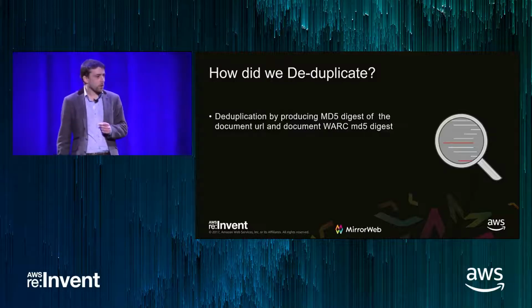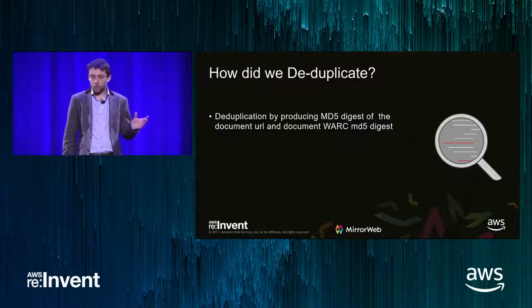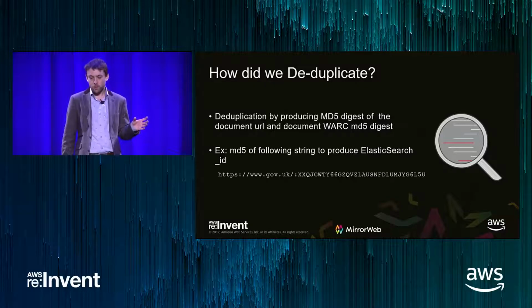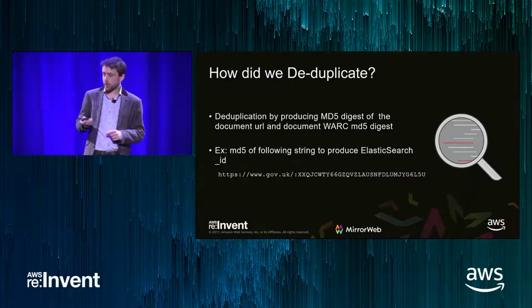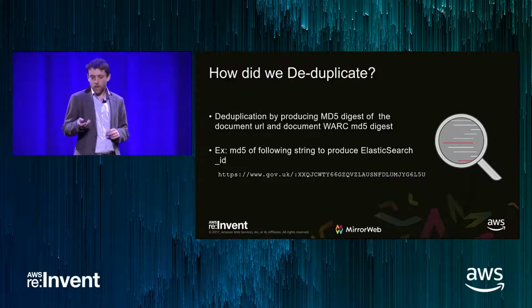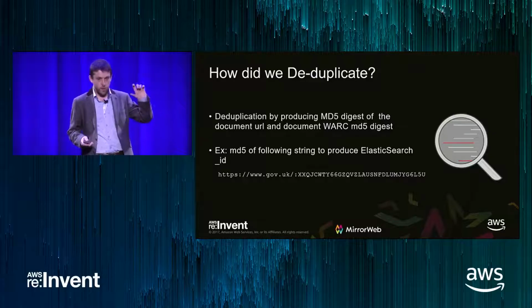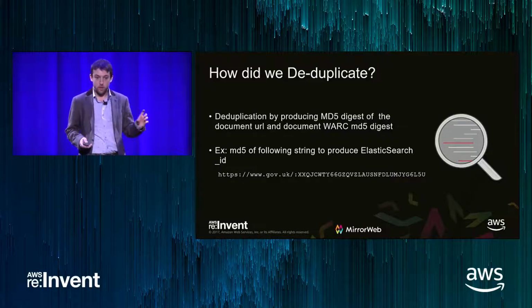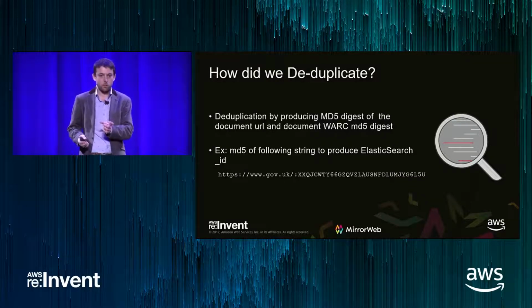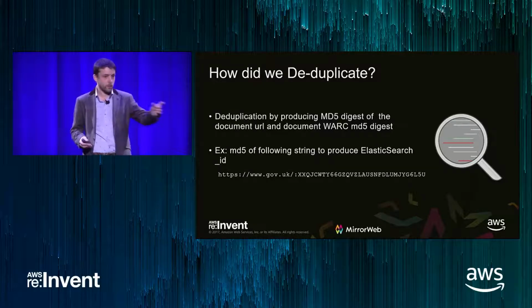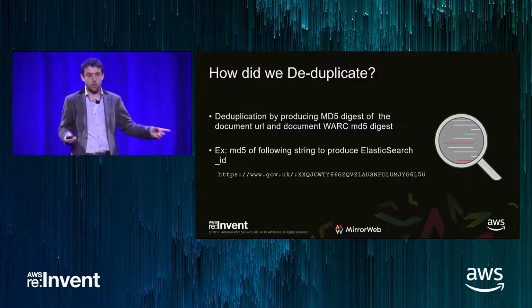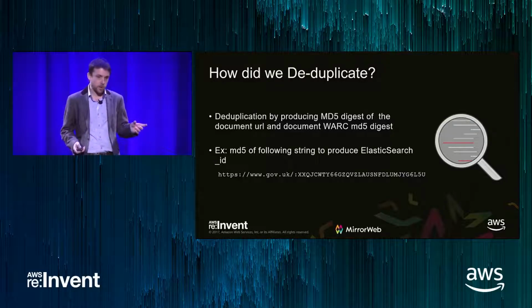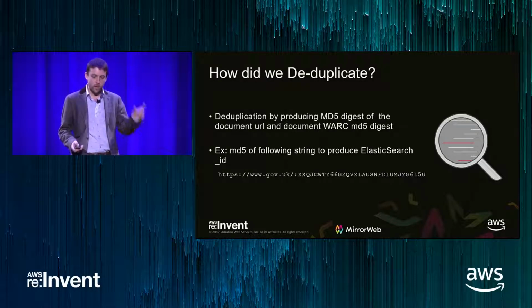We also had this requirement to deduplicate, and we achieved deduplication by creating the Elasticsearch ID as an MD5 hash of this string here, which every single asset in a WARC file has an MD5 digest generated, but it doesn't include the URL. So you might have a document that's in many different locations on different URLs, but it'll still have the same digest. So we created a unique digest and set that as the Elasticsearch ID.